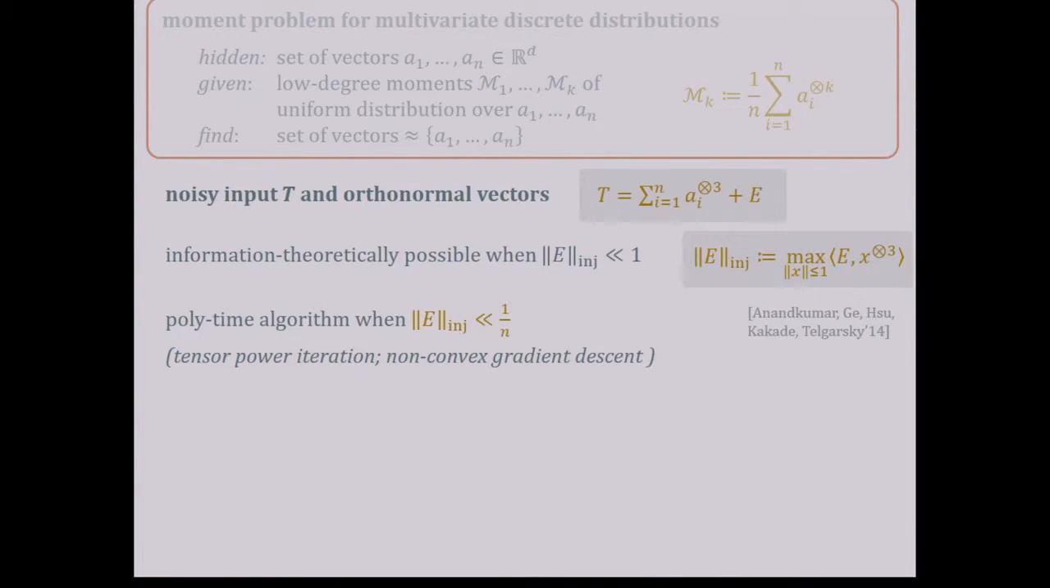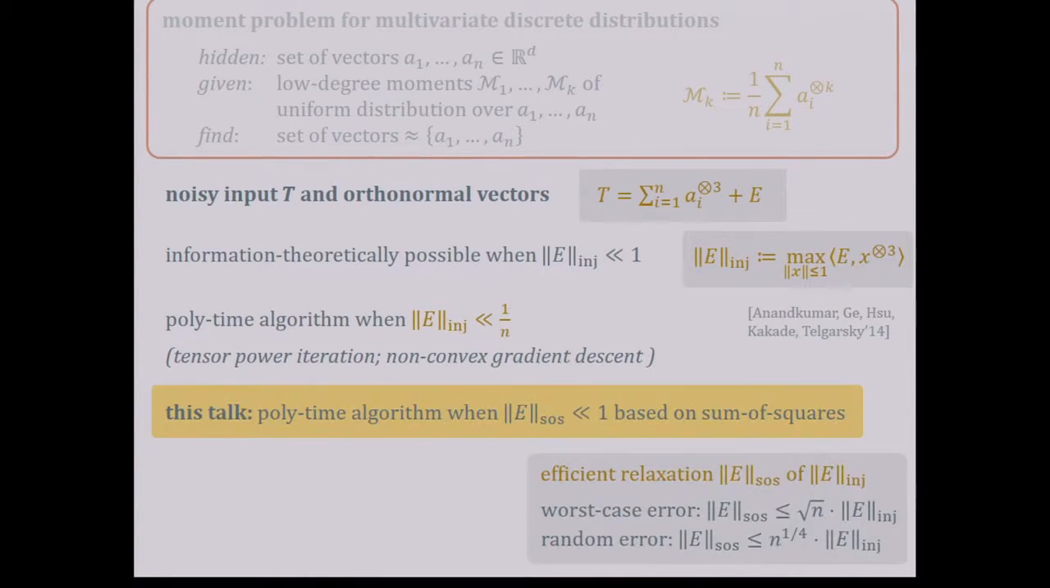There is a polynomial time algorithm based on some non-convex gradient descent ideas called tensor power iteration, which solves the problem whenever the injective norm is at most 1 over n. Okay, so there's this gap of 1 over n between the thing that is information theoretically possible and what we know to do in polynomial time. And in this talk, we will give a polynomial time algorithm based on the sum of squares idea, which I will define later, which shows that you can solve the problem whenever some other norm, the sum of squares norm of the error, is much less than 1.